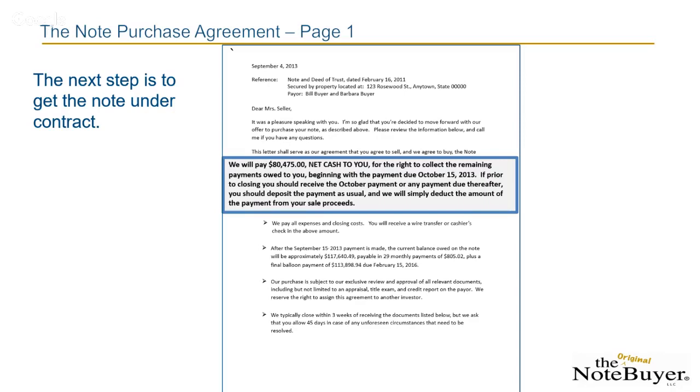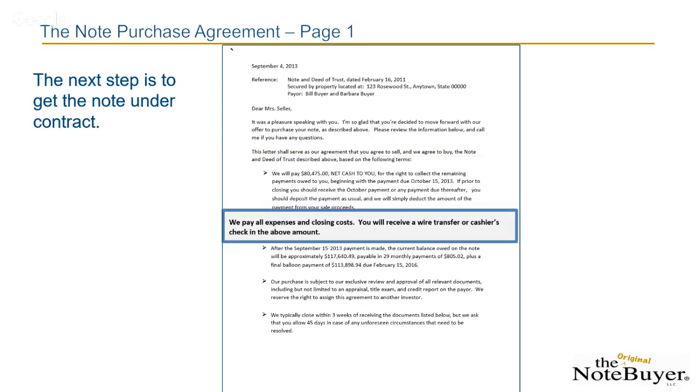The thing about this is, it is so important to be very clear about who gets which payments, that I want that up front and center, that we're buying payments beginning with the payment due October 15th. And by the way, if they happen to collect the September payment, they can go ahead and cash that check. But know that when we go to close, I am going to deduct that from the $80,475. And that is the only deduction that I ever make to the amount that I've quoted, if they have already received one of the payments that I was supposed to get.